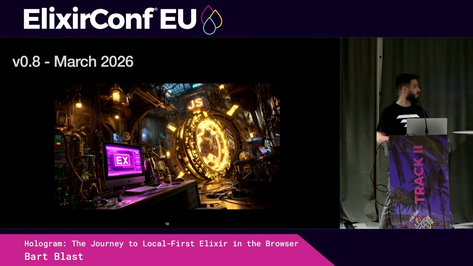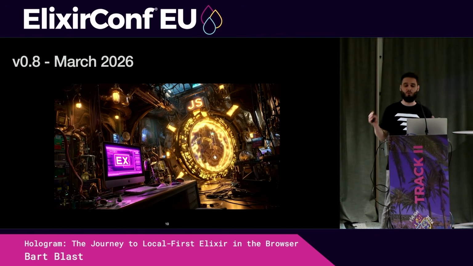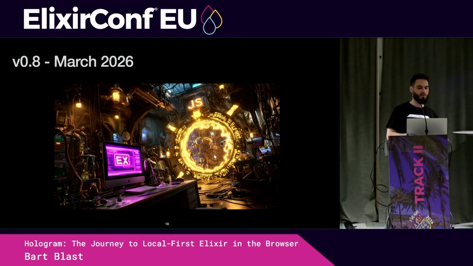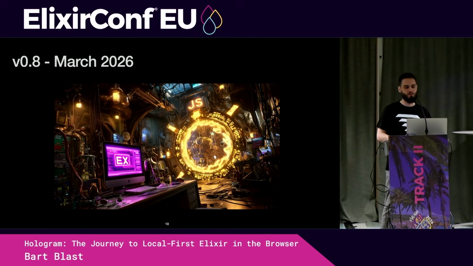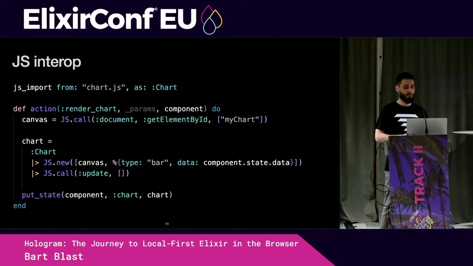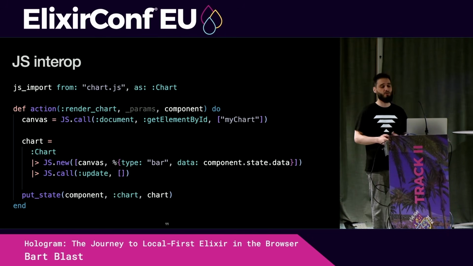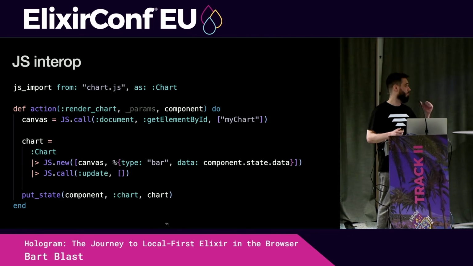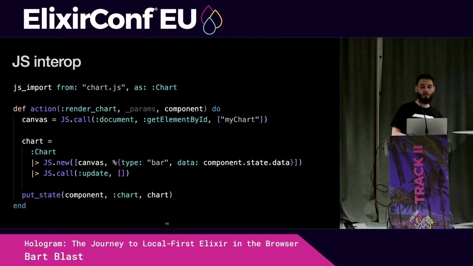Next up, JavaScript interop. In Hologram, you write pure Elixir, but when you want to reach into the JavaScript ecosystem, like a charting library, a browser API, or an NPM package, you can, and it's clean. JS import from chart.js, and you're ready to go. Data types convert automatically between Elixir and JavaScript. JS promises become Elixir tasks. Web components work in templates. You can dispatch JS events from Elixir, and JavaScript can dispatch Hologram actions back.